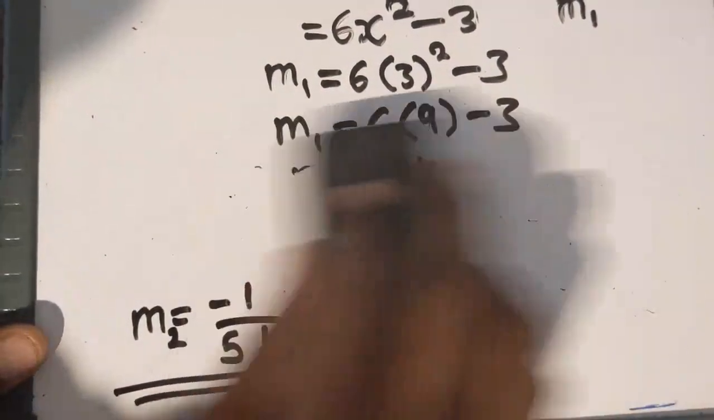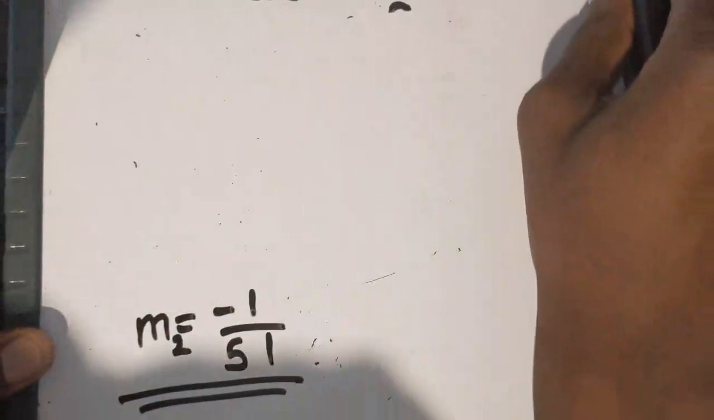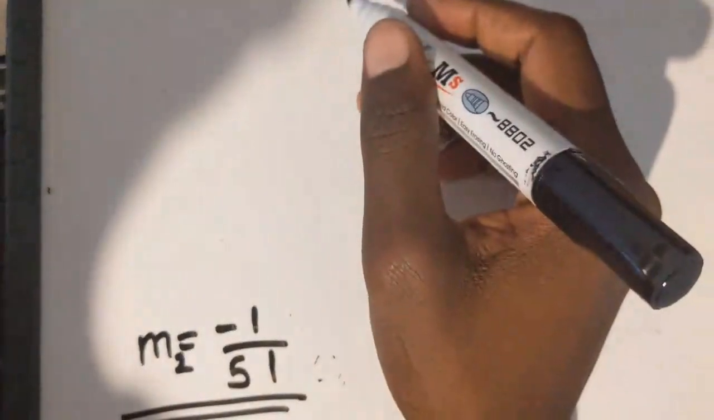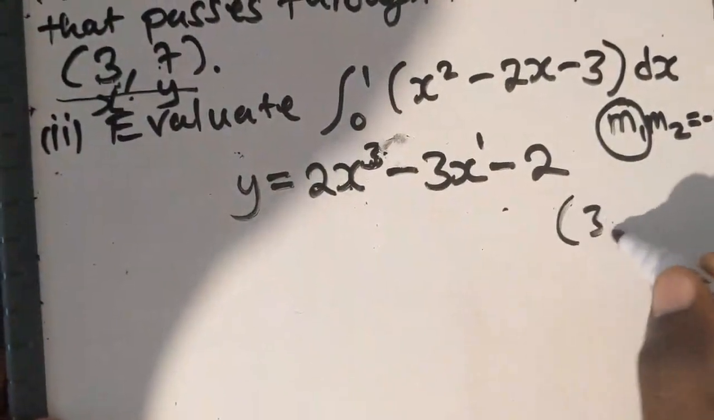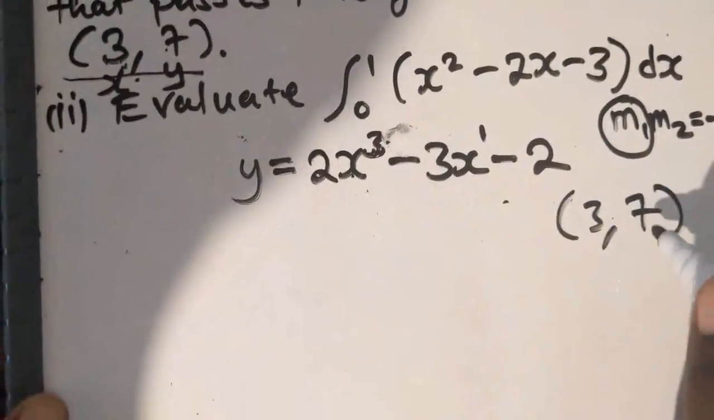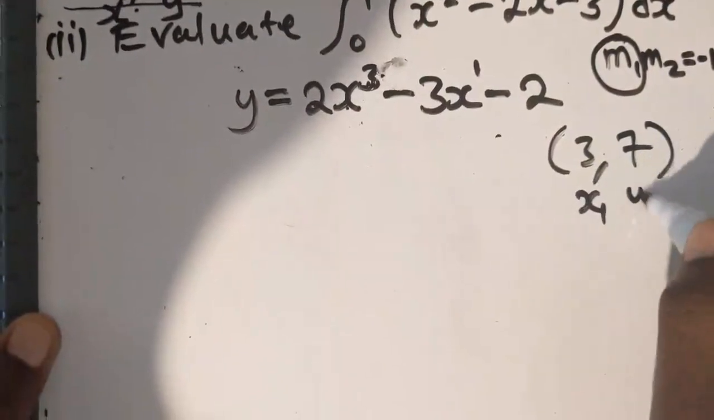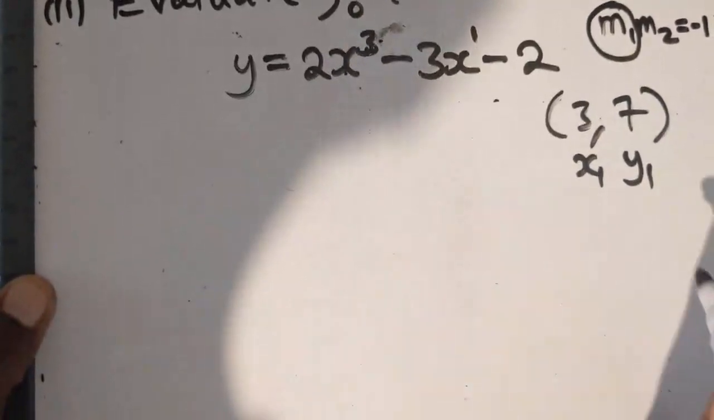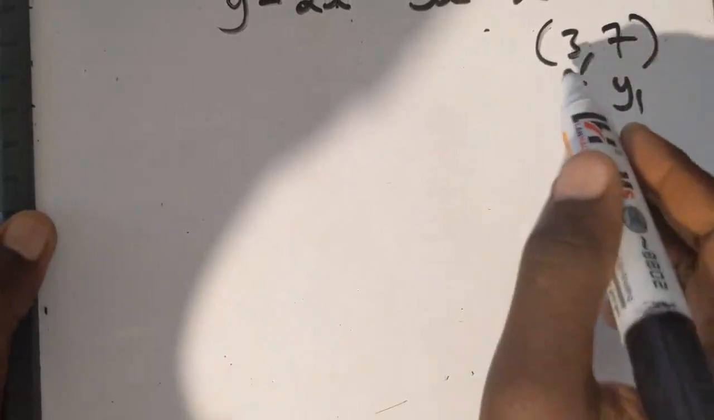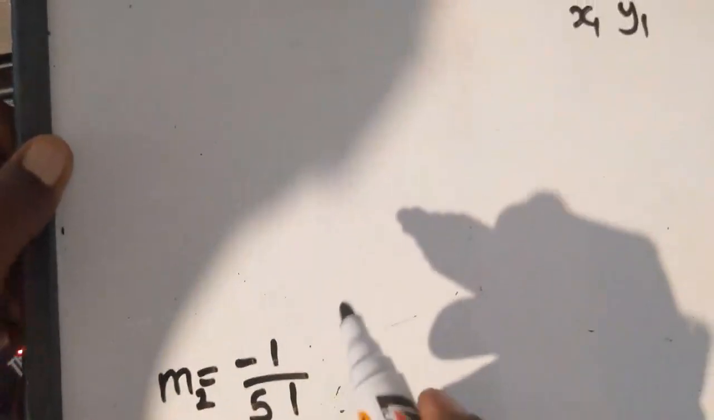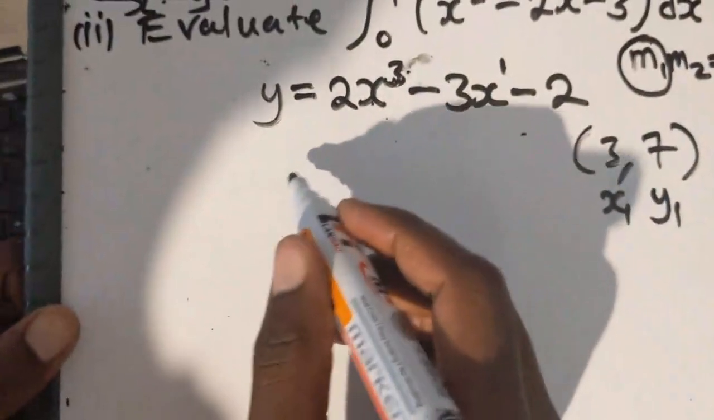Let me just try to create some space here. Now, you know the formula for the equation. So you have the coordinates. These are the coordinates that you have been given. You have 3, 7. Okay, so this is x1, y1. So when you are given the coordinates and the gradient, you know what to do.